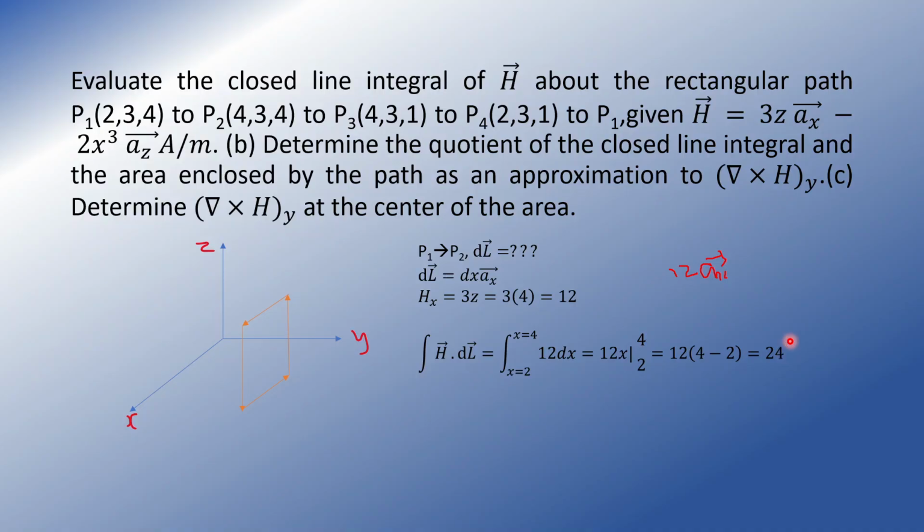Now similarly, we have to find this H dot dl for P2 to P3, P3 to P4 and P4 back to P1. This is to be found out.